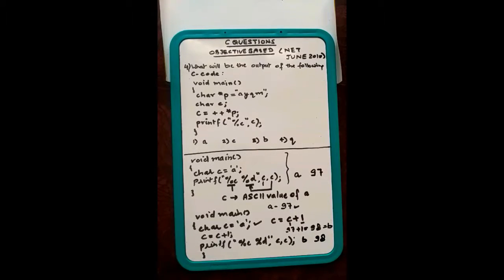That is, when we increase the value of c by 1, it simply increases the ASCII value by 1. Previously, the ASCII value stored in c is 97, which is the ASCII value of a. That is increased by 1 and it becomes 98. That's why 98 is the ASCII value of b. Hence, the output of this will be b and 98. Got it?